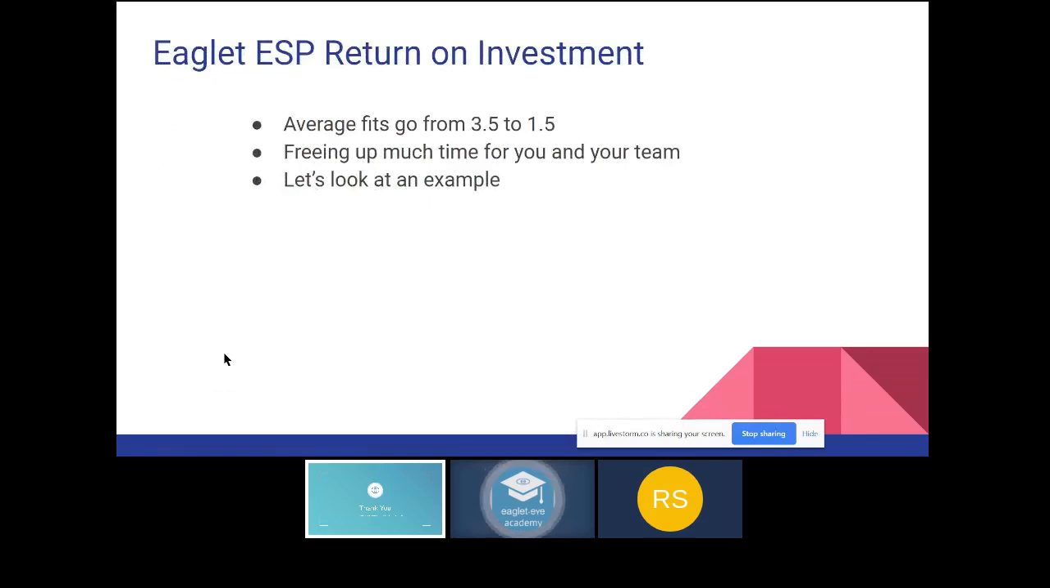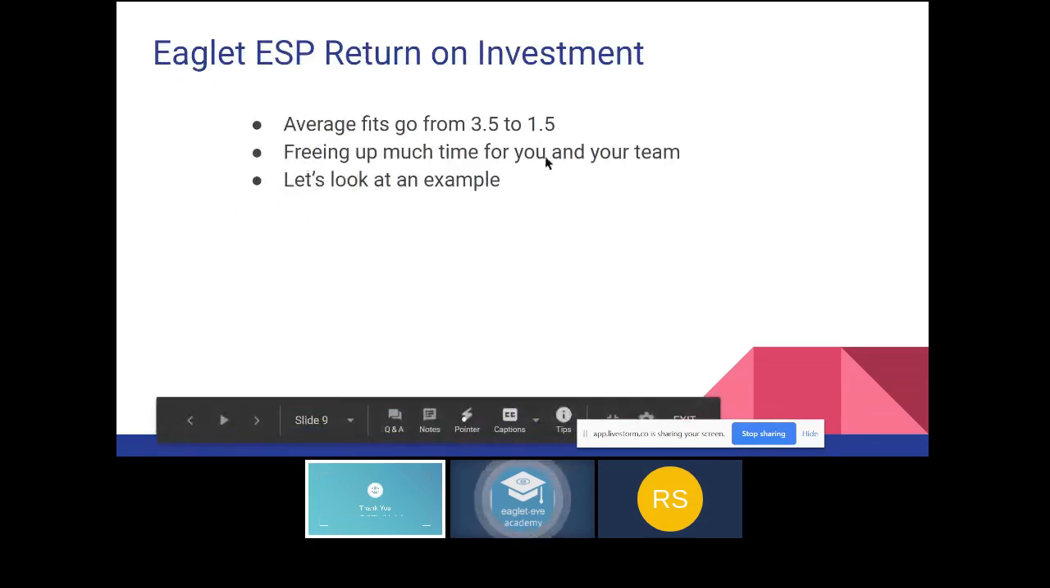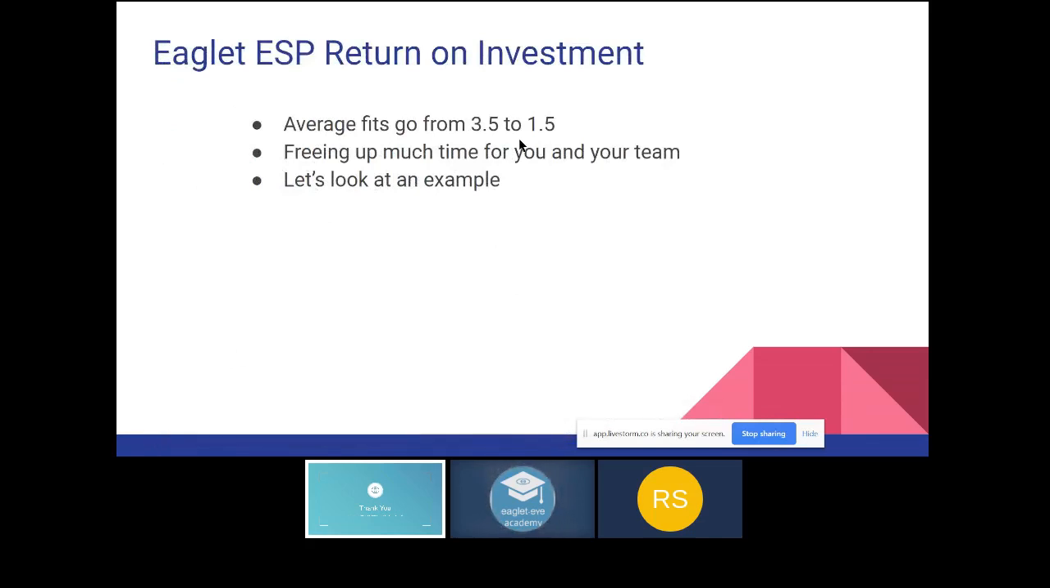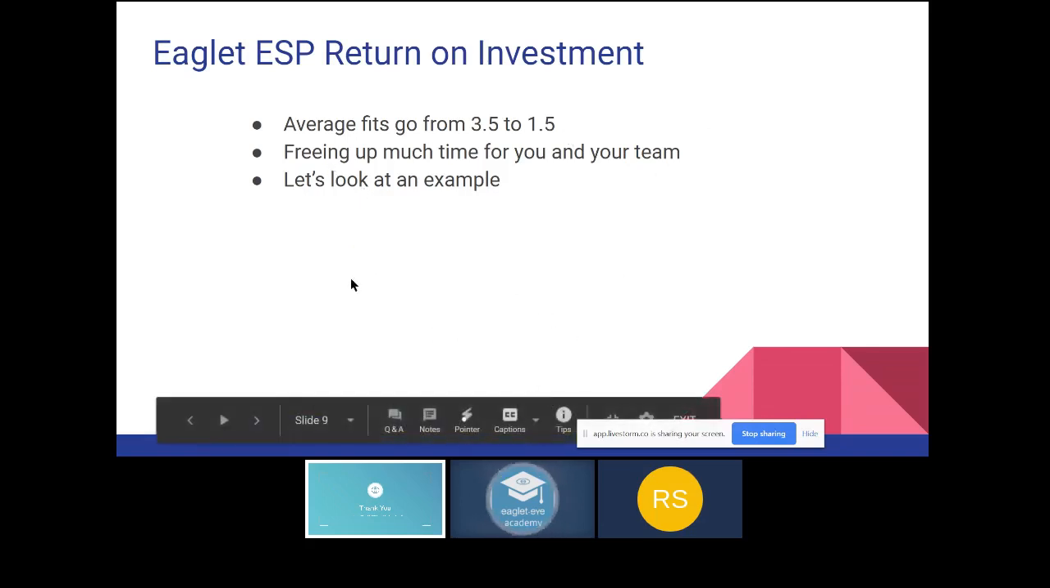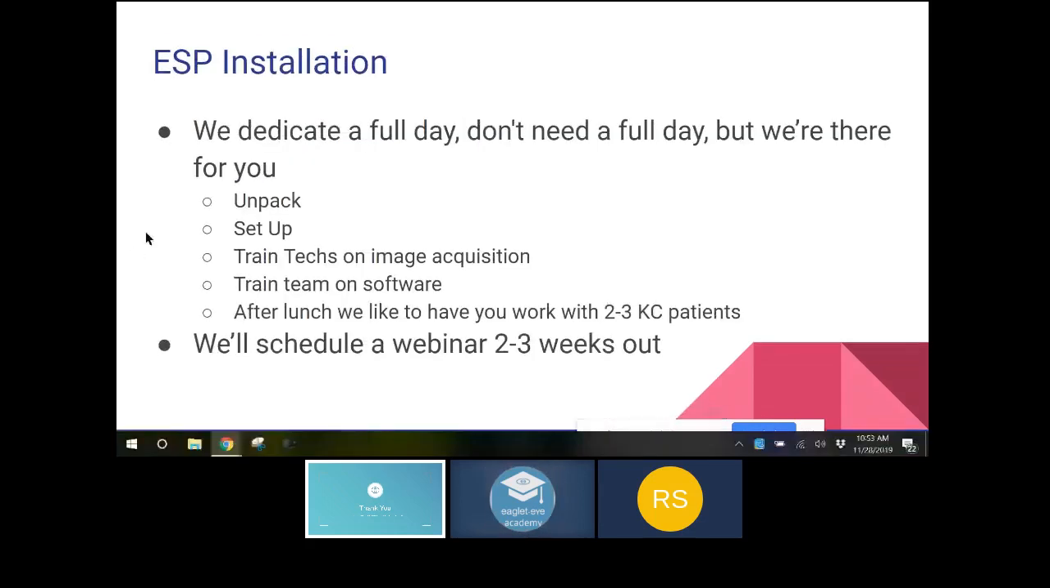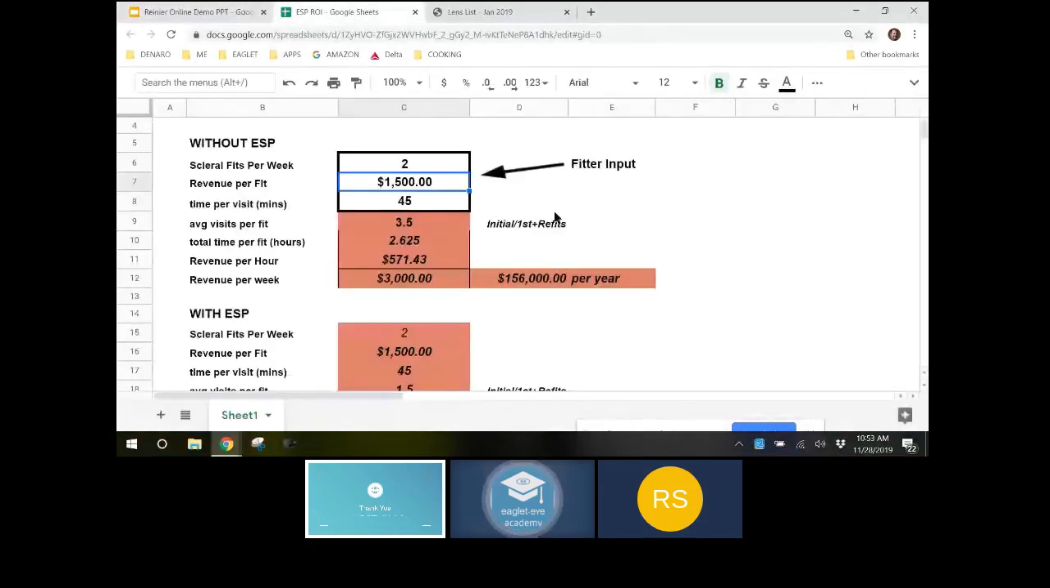So quickly on the return on investment. I've run this by most of the users that I've talked to, and they're in agreement that more or less this is fairly accurate: that your average fits are going to go from about 3.5 before you have an ESP to about 1.5 when you have an ESP. That's lenses fit per eye. So I've built an ROI based on that assumption. Let's take a look at that. I'll quickly run you through.